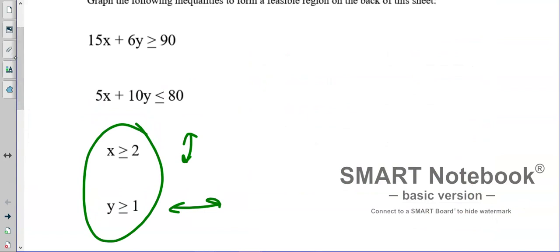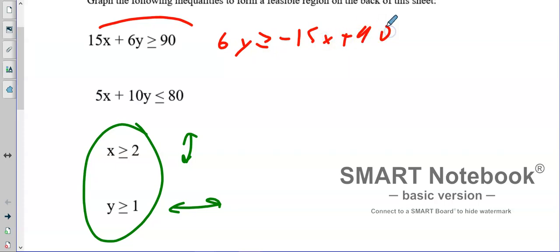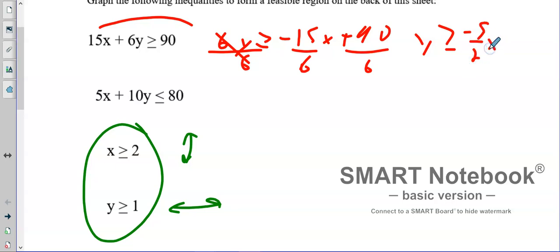Now, over here, you have two ways of doing this. We can move this over, all right, and do 6y greater than or equal to negative 15x plus 90, and then divide by 6. Okay, which gives us y is greater than or equal to negative, I'm going to reduce this, okay? So 3 goes into this 5 times, into this 2 times, x plus 6 goes into 90 15 times. Which means my y-intercept is 15.